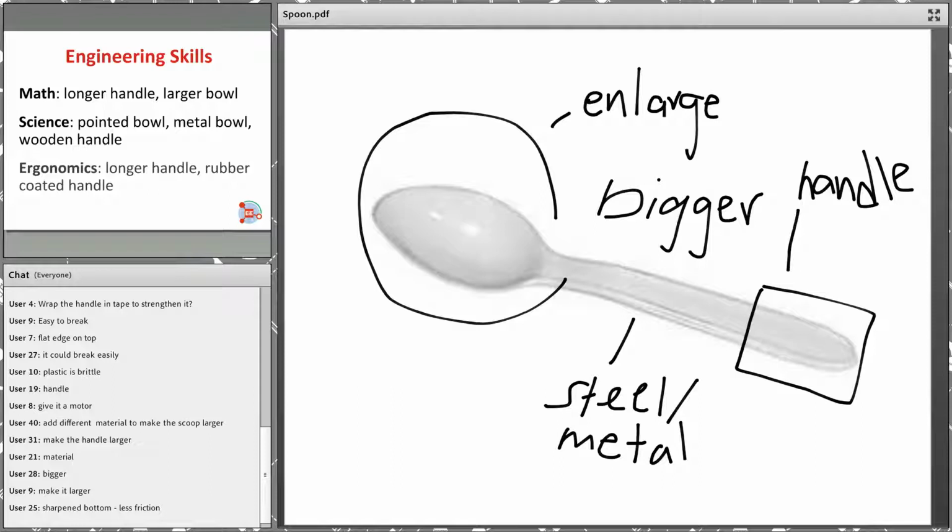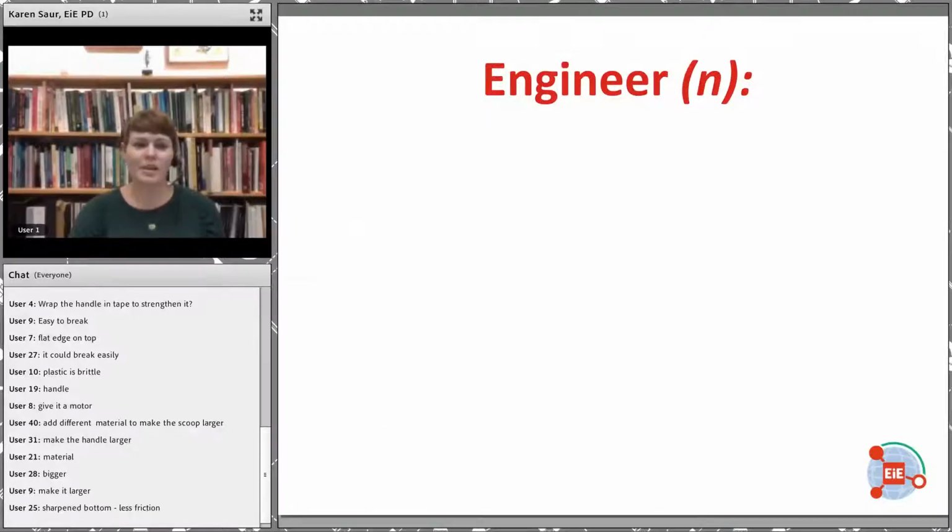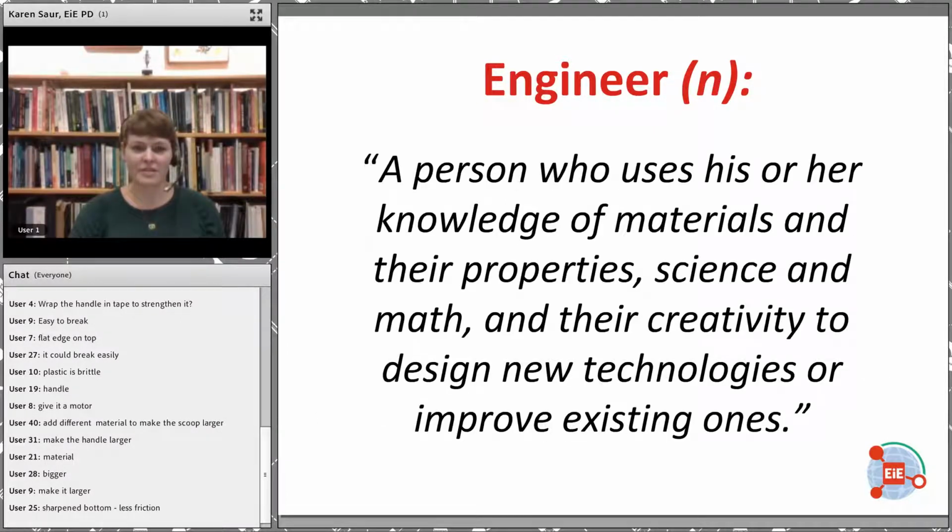And the last thing, so we applied some math, some science, ergonomics, making the handle longer so that way I don't have to bend over. Great. All right, so thank you for helping me re-engineer my spoon. I probably should just go out and buy a shovel. That would make my life easier. But thinking about the spoon and changing it gave us an opportunity to practice our engineering skills.